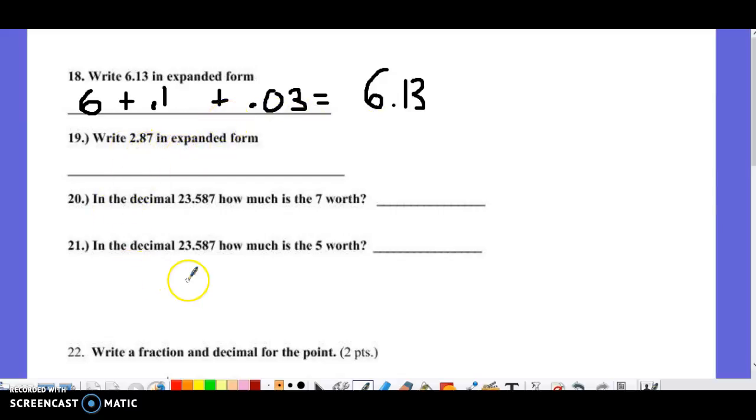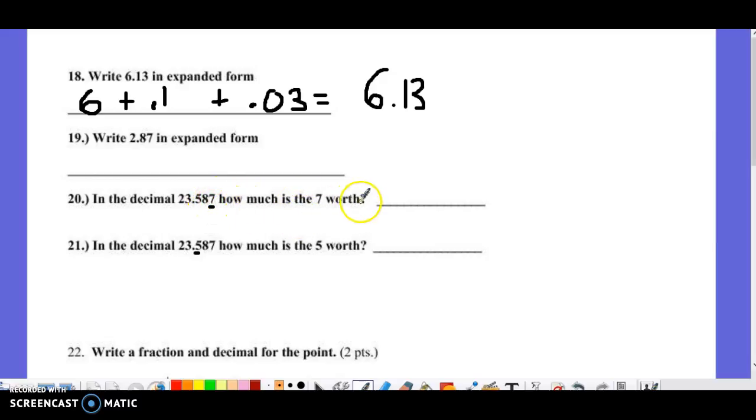Now in 20 and 21, they are asking you specifically, how much is this 7 worth? How much is this 5 worth? I know you should know the answer to question 21, but you may not know the answer to question 20. That's because we've only talked about the tenths and hundredths. Well, we know that the decimal place value song starts with and, which is the decimal point, then the tenths, then the hundredths, followed by thousandths, and that's what you need to remember.